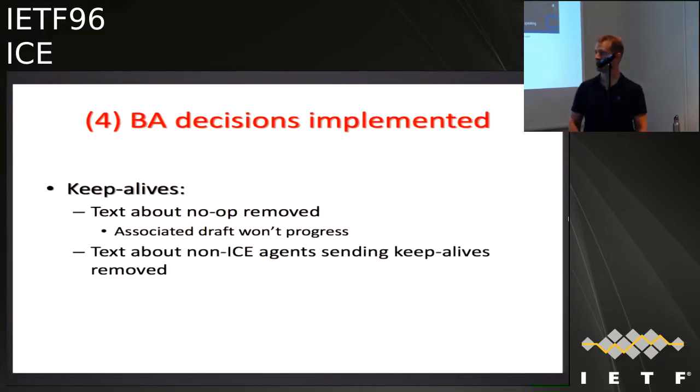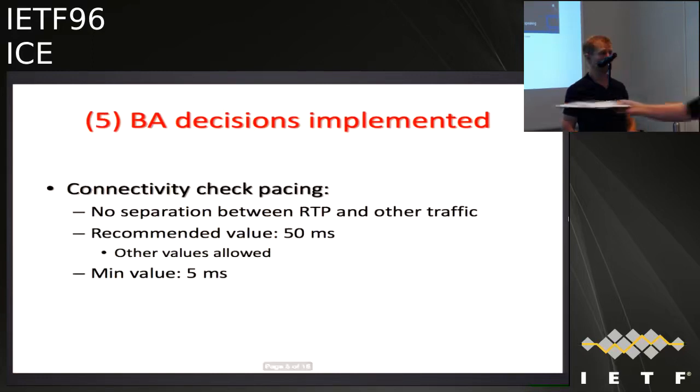The connectivity check pacing, previously there was a separation between real-time media and other traffic. We removed that, so now you have a single formula for calculating the TA and RTO, which changed the recommended value to 50 milliseconds, but it's important to remember that you can use other values if you have whatever protocol that doesn't really need that value. You can choose another value as long as it's bigger than the minimum value, which we agreed is 5 milliseconds.